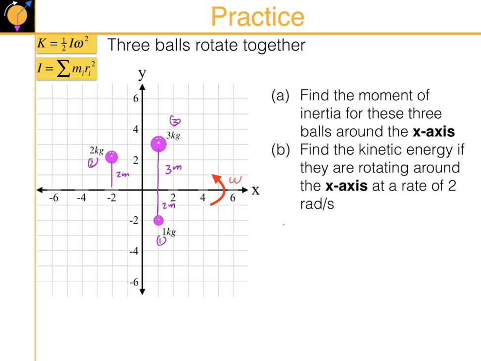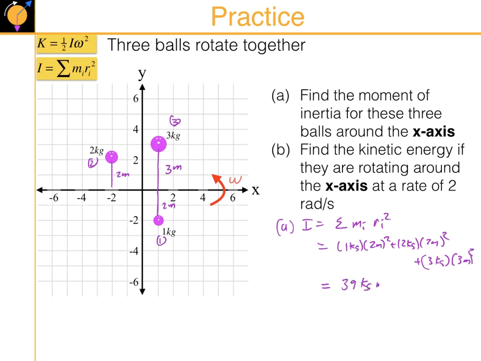So when we go to calculate this one, the moment of inertia is going to be much larger. Remember, it's the sum of m_i r_i squared. So we end up with 1 kilogram times 2 meters squared plus 2 kilograms times 2 meters squared plus 3 kilograms, and this 3 kilograms is 3 meters away, so 3 meters squared. When we add all those up together, we get 39 kilograms meters squared. So that's going to give us a larger kinetic energy. So let's calculate it.